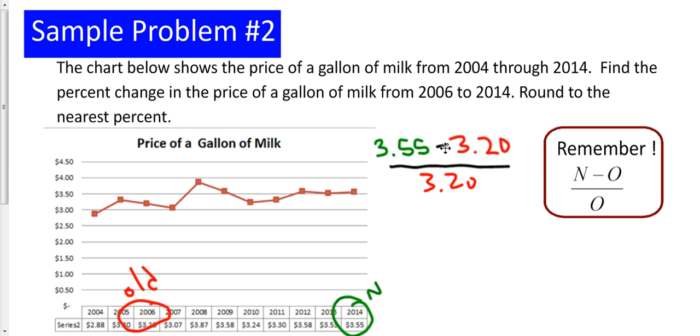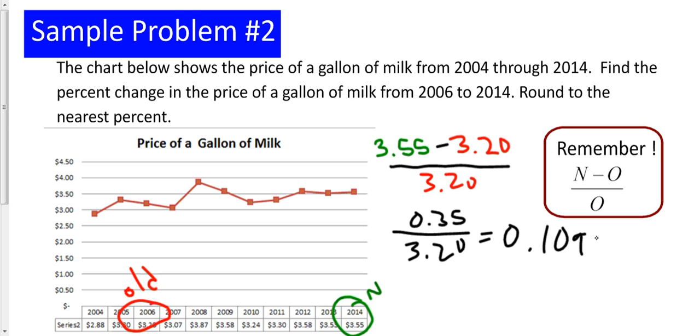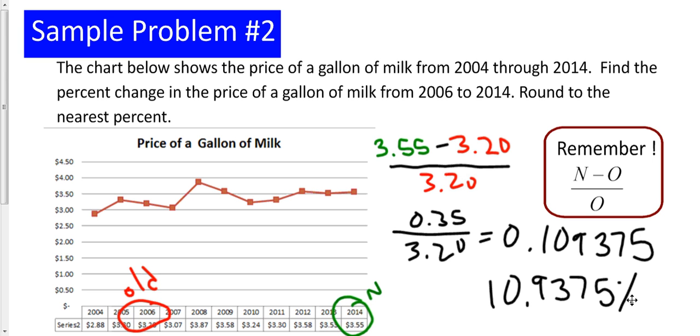So 355 minus 320 is 35 cents. Divided by 320, I get 0.109375. And so if I write that as a percent, basically it's gone up a little more than 10%. And that's how we work with percent change.